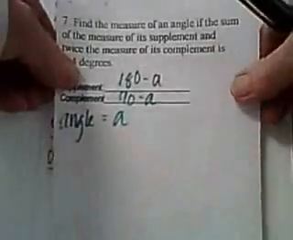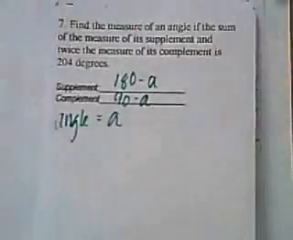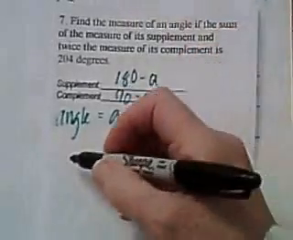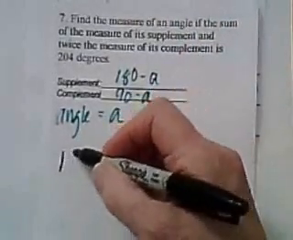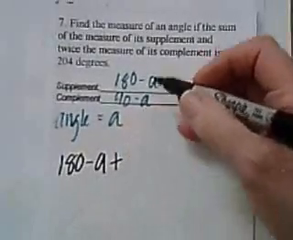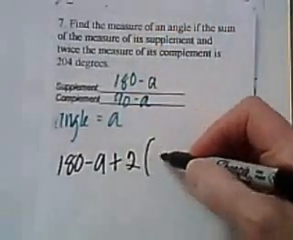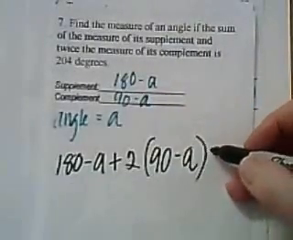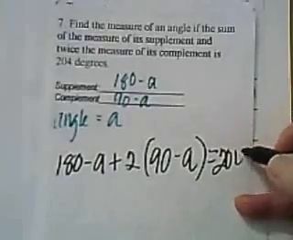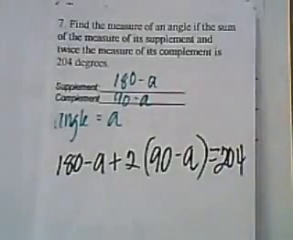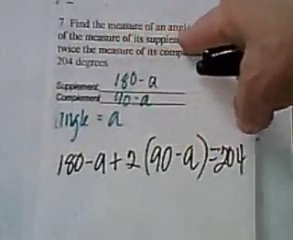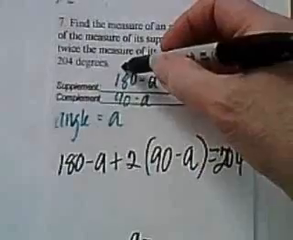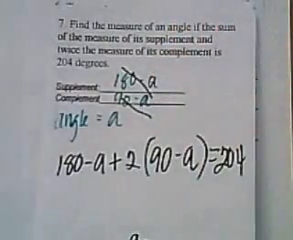And then the last one here is the measure of the angles. It says the sum of the measure of its supplement and twice the measure of its complement, that's an A, is 204 degrees. And what are they, again, what are they asking for? Find the measure of the angle. So all they want to do is find what A equals. They don't care about what the supplement is or the complement.